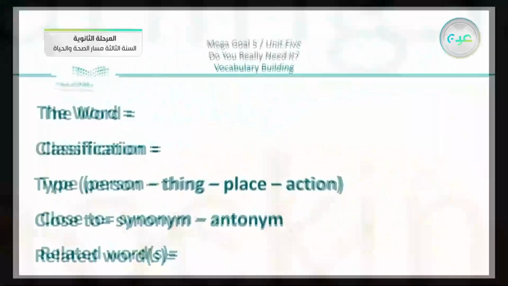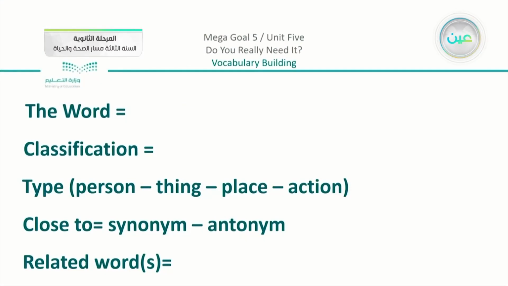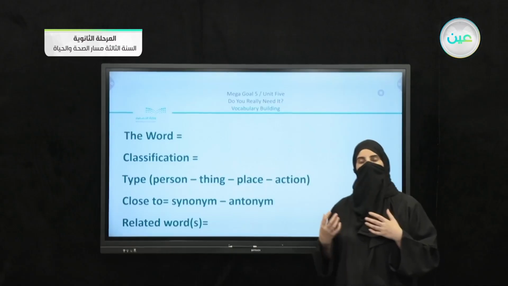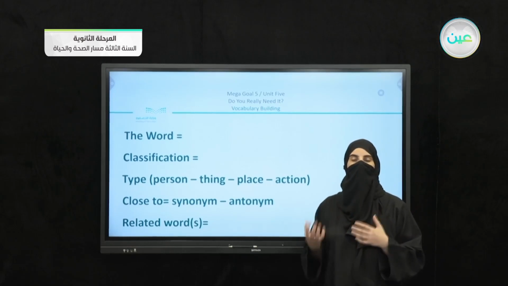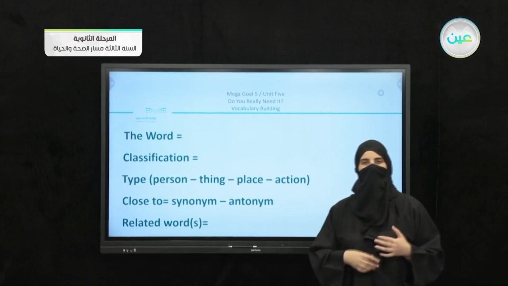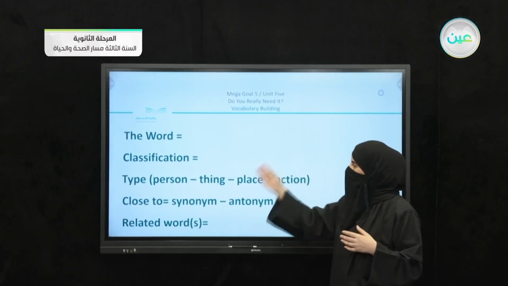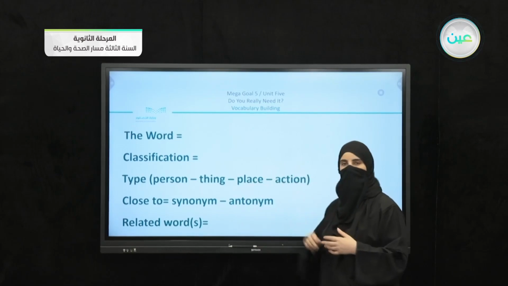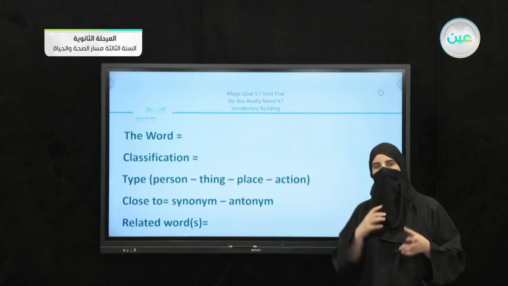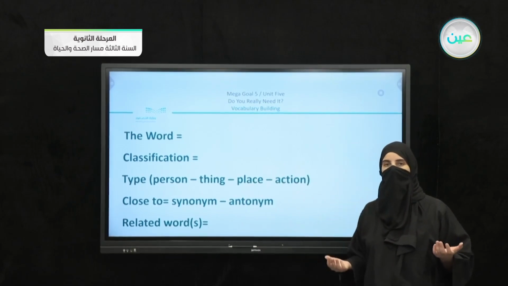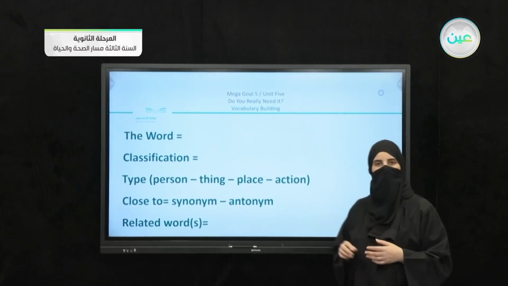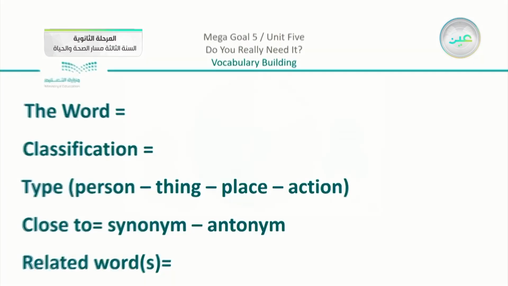Now this time we have something different. We are going to see what the word is. We are going to also see what the classification of this word is. And we are going to see what this word is usually used for. The type: is it for a person? Is it for a thing? Sometimes it can be for all four. We have here the person, the thing, the place, and action. And we're going to give hints by giving synonyms or antonyms and also related words. So we're going to move on with our lesson here.